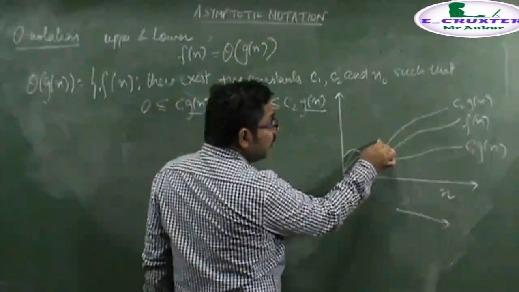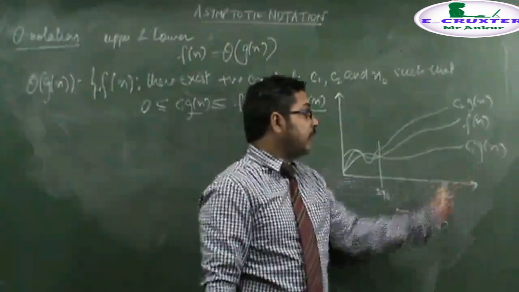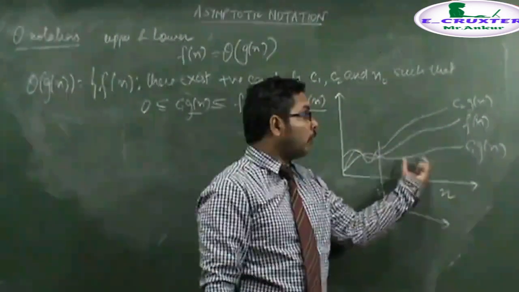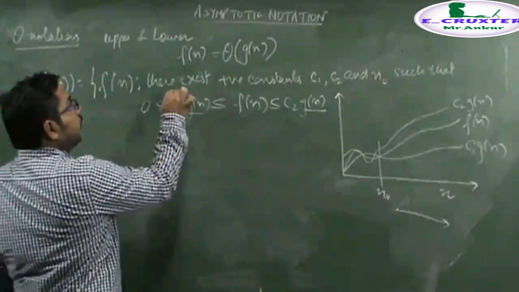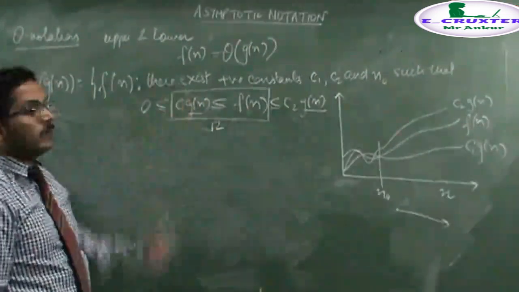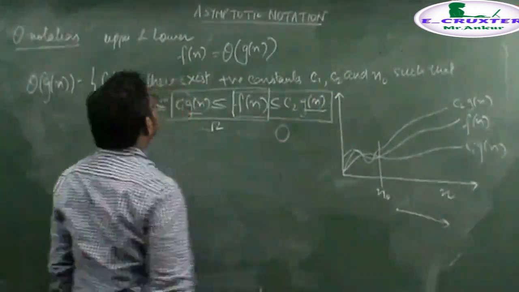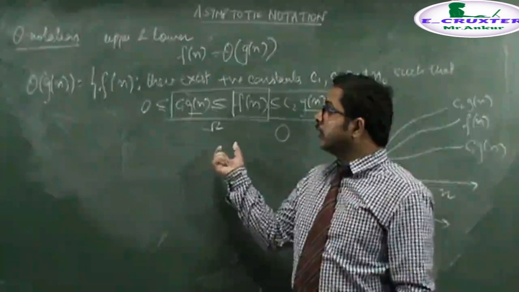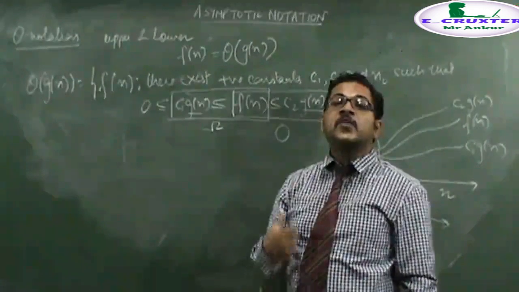Then you can notice that this is the point n naught, after which, when I multiply g(n) with C1 and with C2, g(n) is acting as a lower bound and also as the upper bound. If you check this portion, this is basically the omega, that is, g(n) is acting as a lower bound, and if you see this portion, it is basically the big O. That is, theta notation is covering the lower bound as well as the upper bound, both omega and big O notation. Hence, we say that theta notation is a stronger bound.